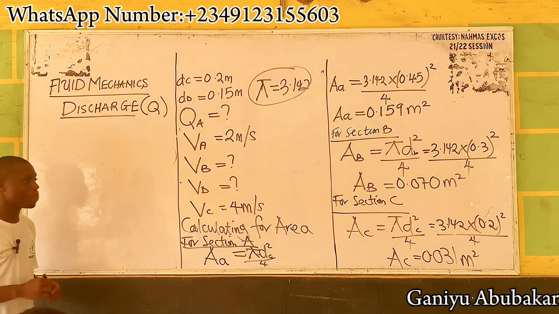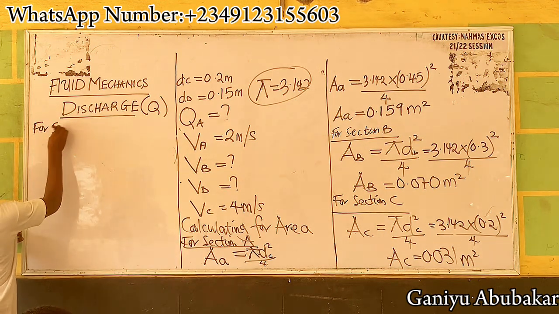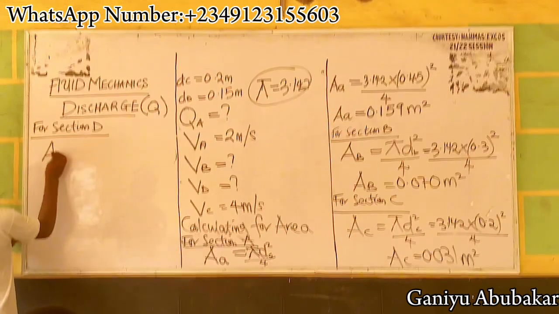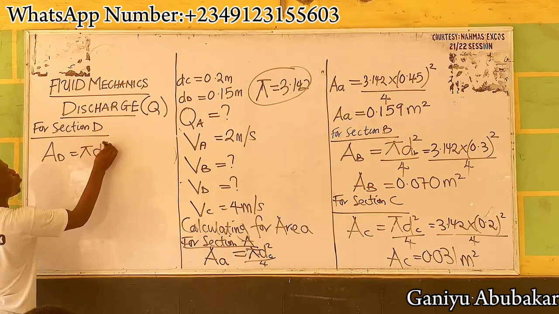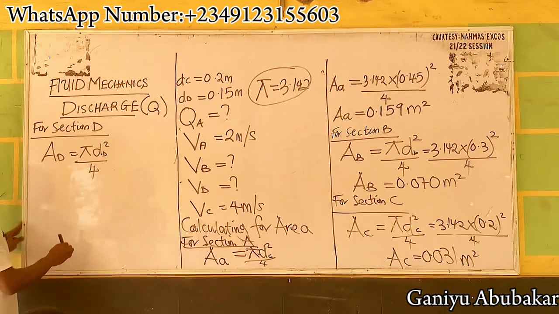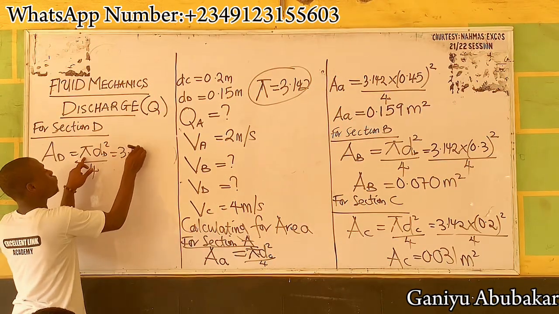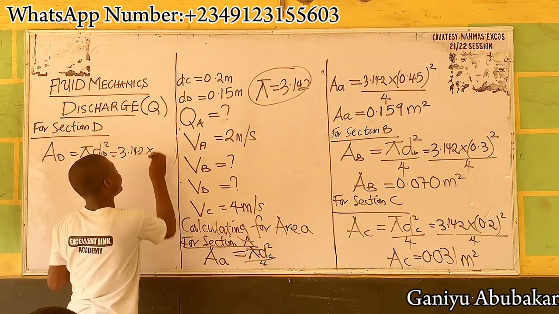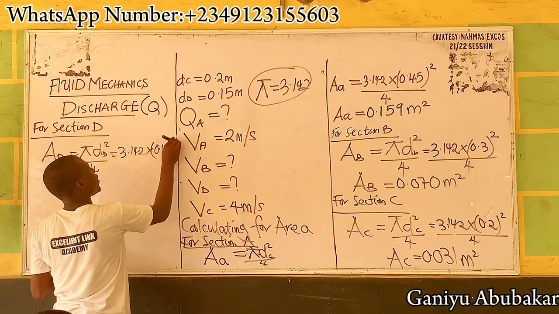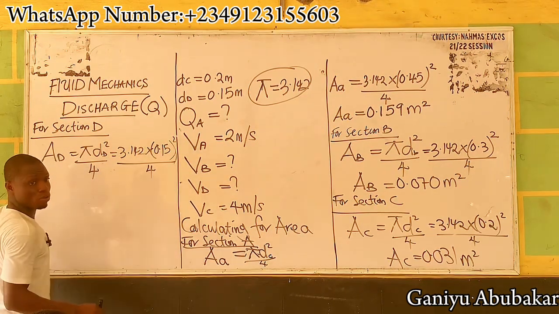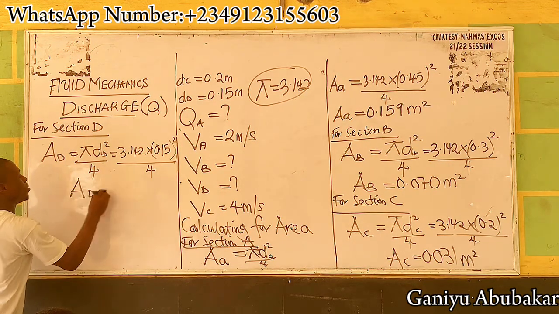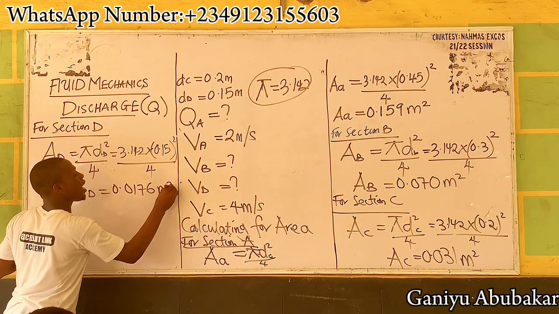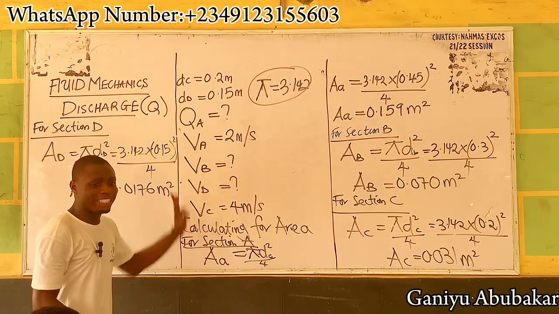Let's focus now, please. For section D, the area is pi d squared over 4, in terms of d. Pi is 3.142, a constant, times d at D, which is 0.15, squared, over 4. So what's my area at D? 0.0176 meter square. I'm done.